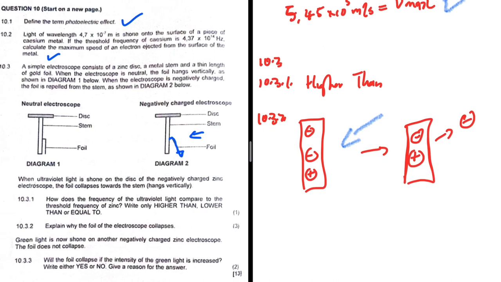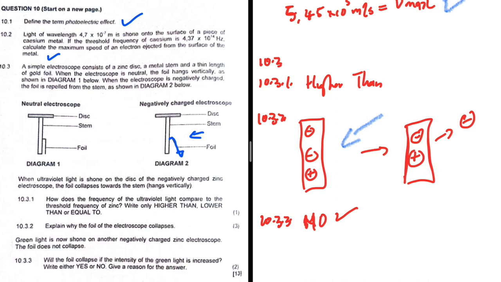And then 10.3.3, green light is now shone on another negatively charged zinc electroscope. The foil does not collapse. Will the foil collapse if the intensity of the green light is increased? Either yes or no. Give a reason for your answer. The answer is no. Why?